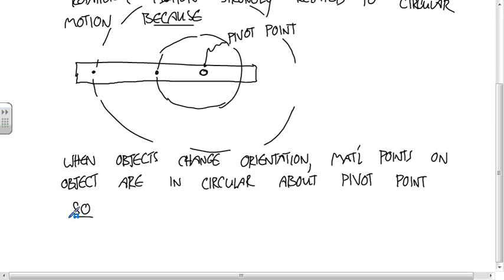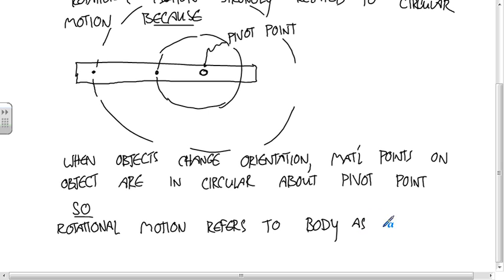So, the rotational motion refers to the body as a whole, and the circular motion refers to individual points on the body.